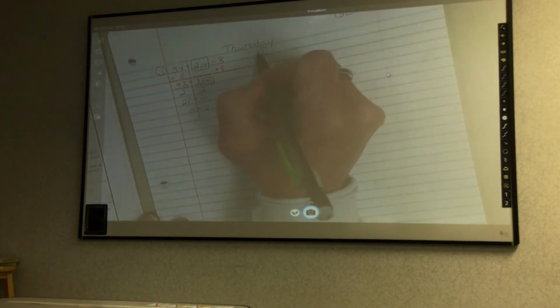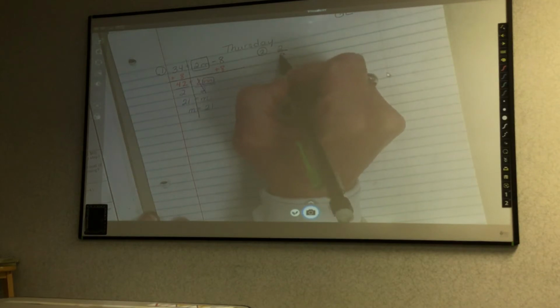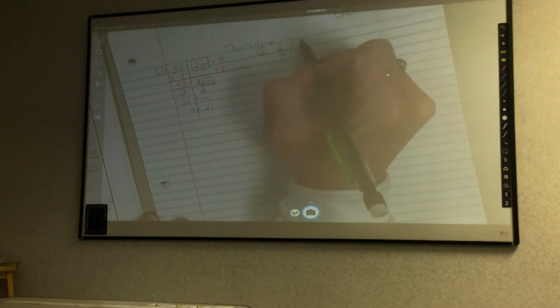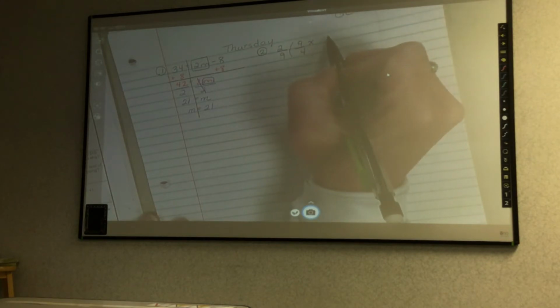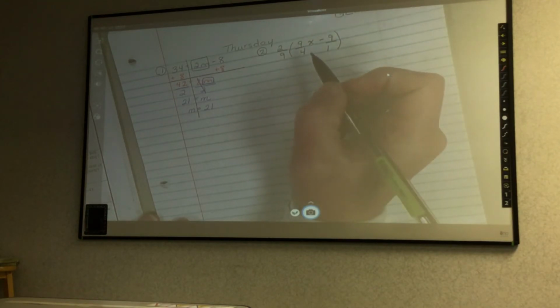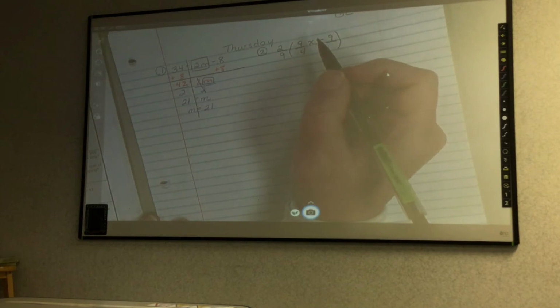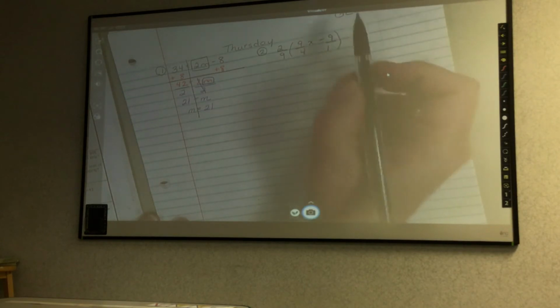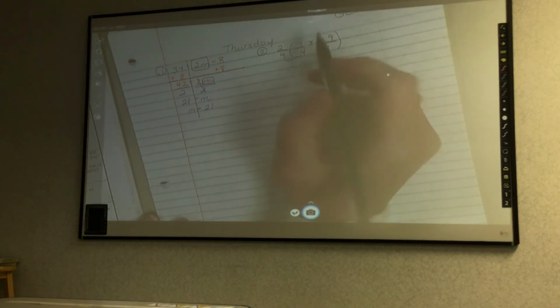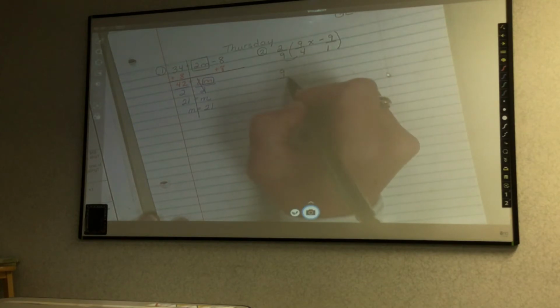Number 2, expand the following. 2/9 times the quantity 9/4 x minus 9. And the 9 would be like it's over 1. To expand, it just means we're actually still just doing the distributive property. So I take 2/9 times 9/4.